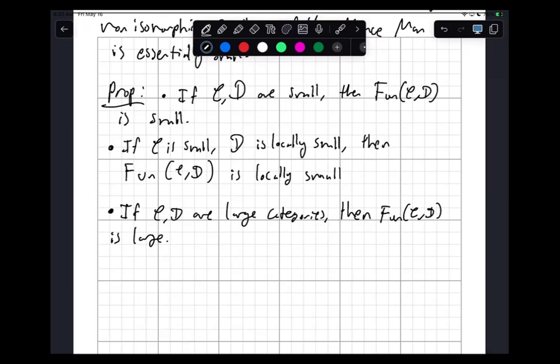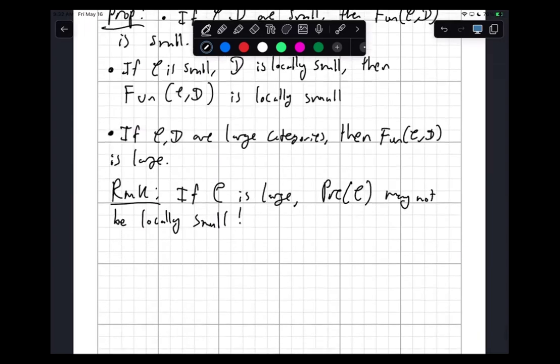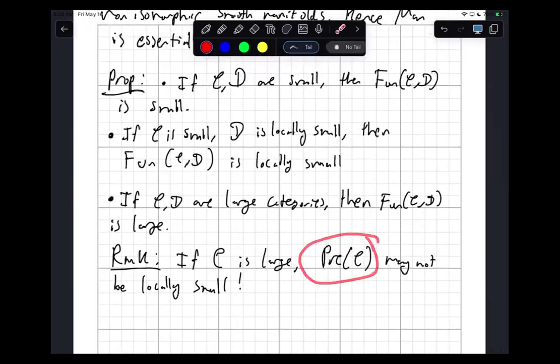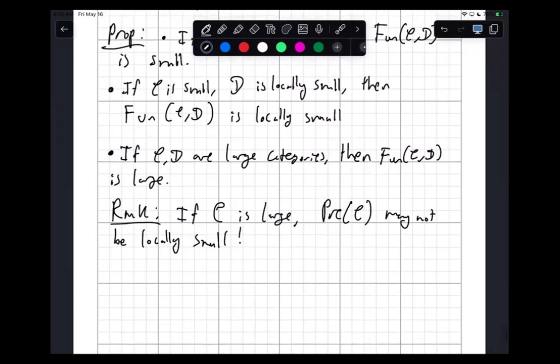So let me make a remark. If C is large, presheaves on C may not be locally small. Okay. And we know that the category of presheaves on any category is never essentially small because the category of sets embeds fully faithfully into it. And that category is not essentially small, right? Okay.